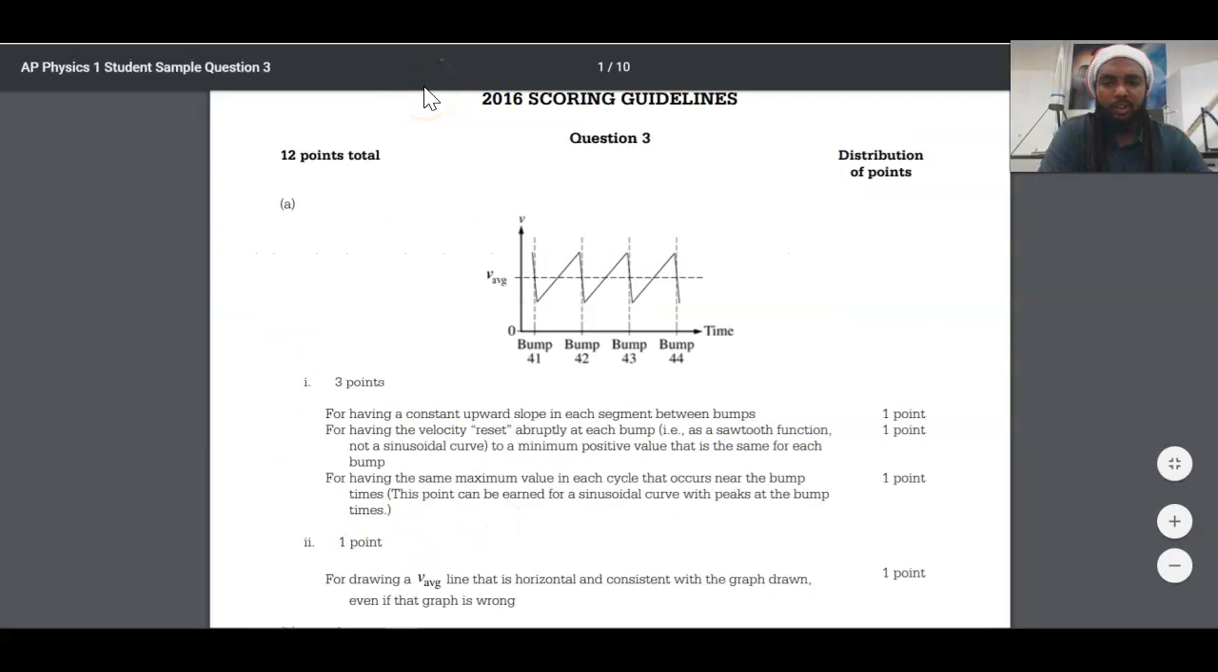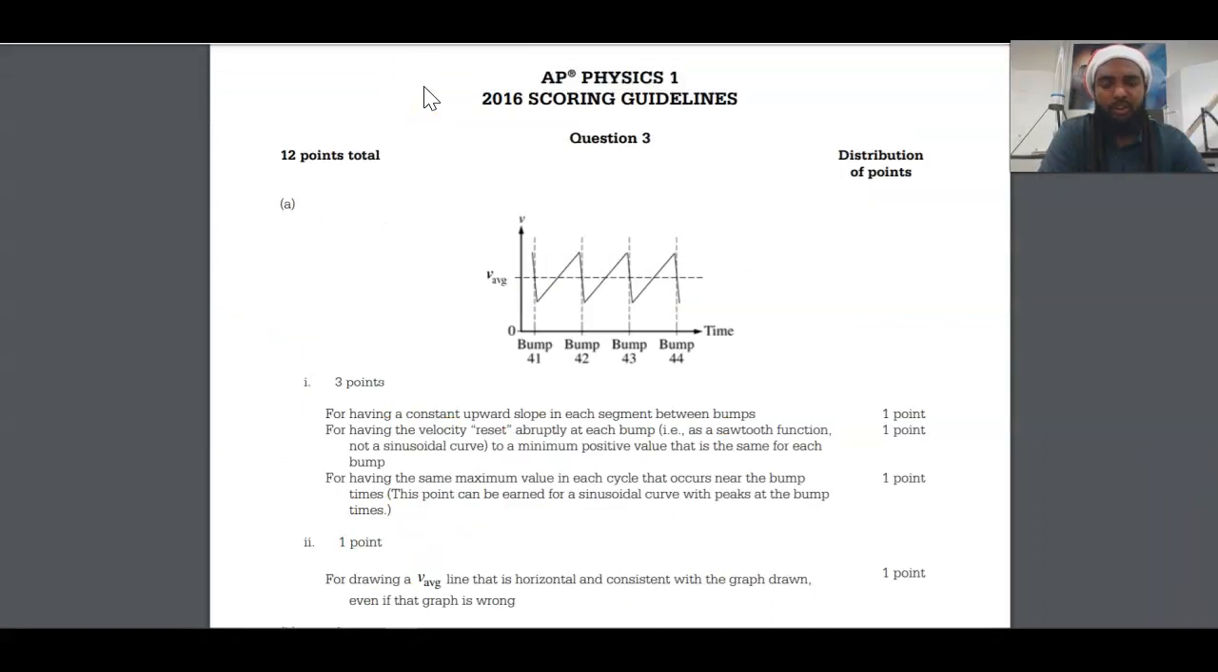So let's see what they were actually looking for. 3 points for this section, for having a constant upward slope in each segment. So each segment you should have a constant upward slope. Again, what's the key understanding here? That it's accelerating, and a constant acceleration on a VT graph would be a straight upward sloping line. Constant positive acceleration if the velocity is also positive.